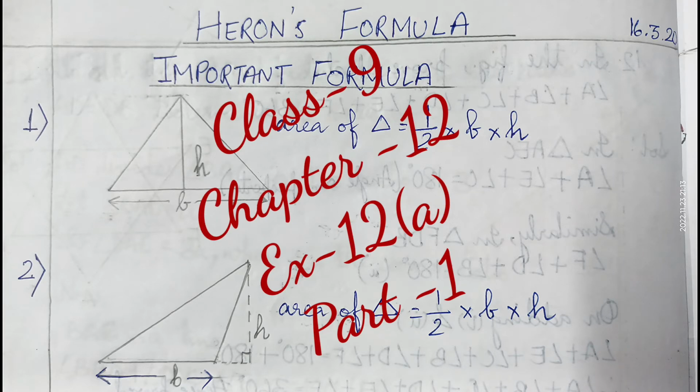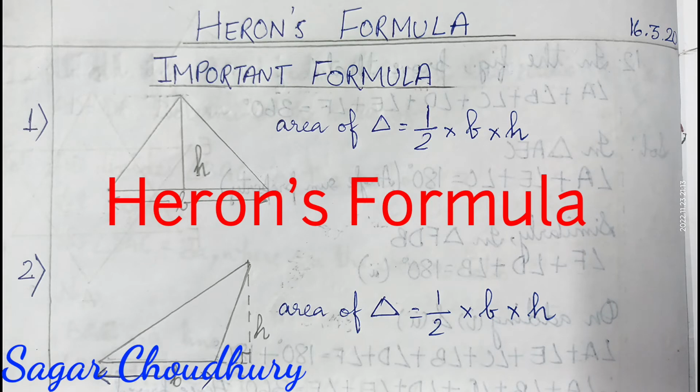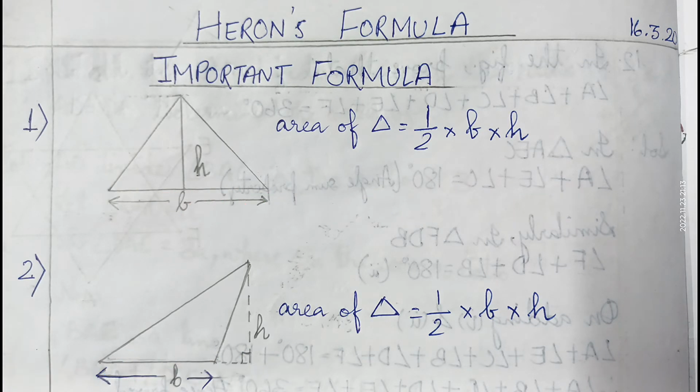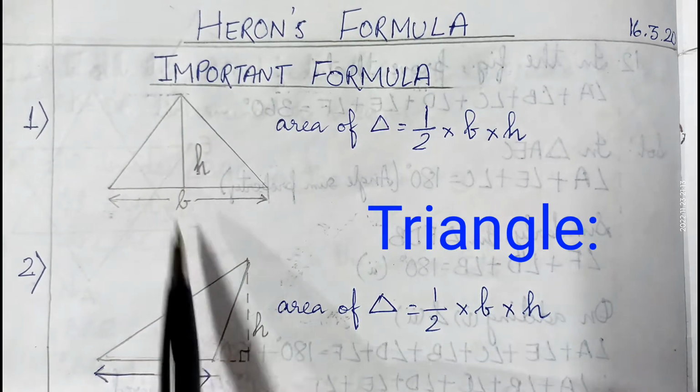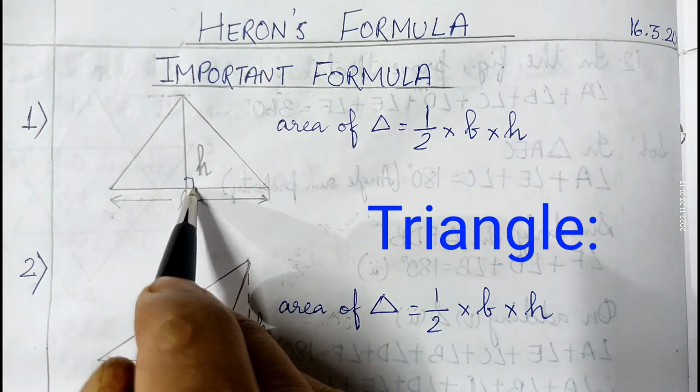Hello students, today in this session I am going to explain chapter 12 from class 9 textbook, that is Heron's formula. Before starting the sums, let me discuss the areas of different plane figures. Here I have drawn one triangle. This is the base and this is the height. Height means always it is 90 degree.